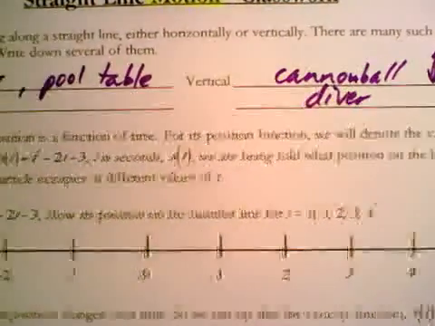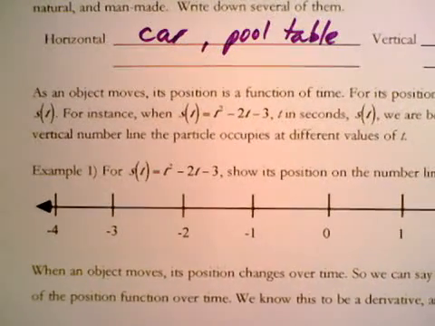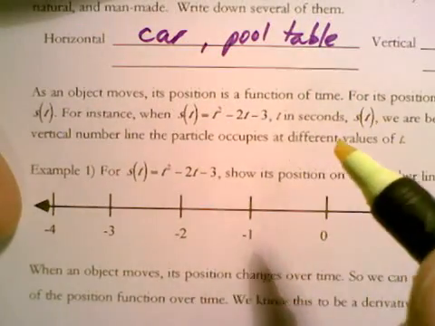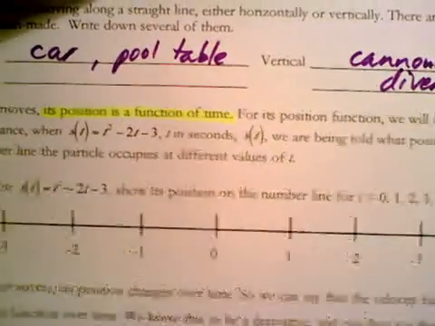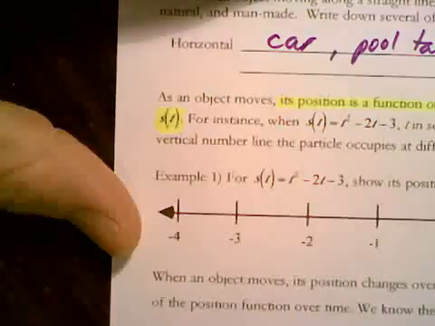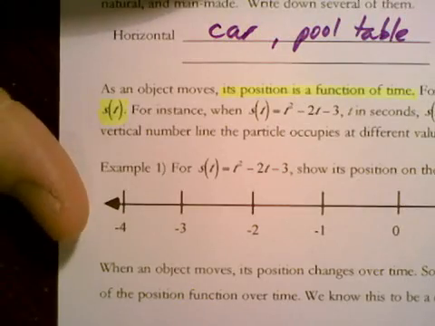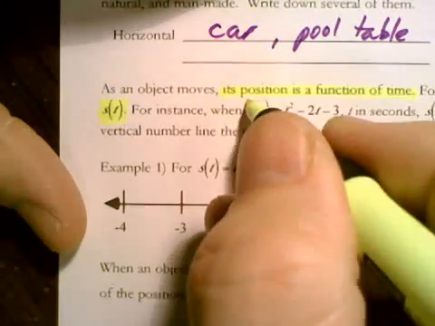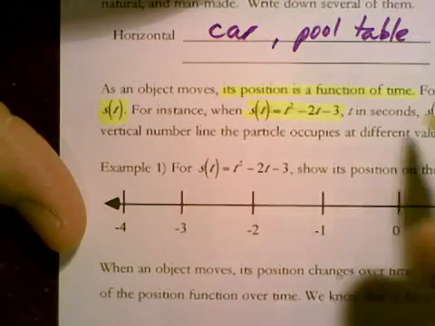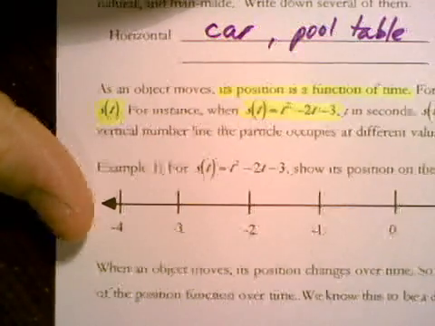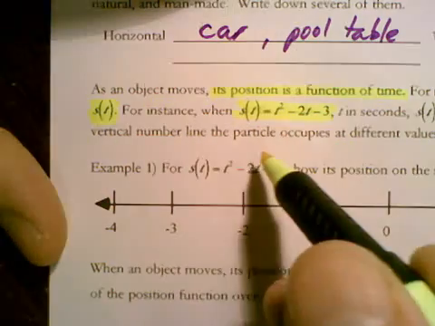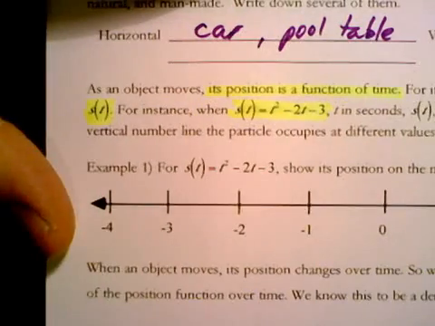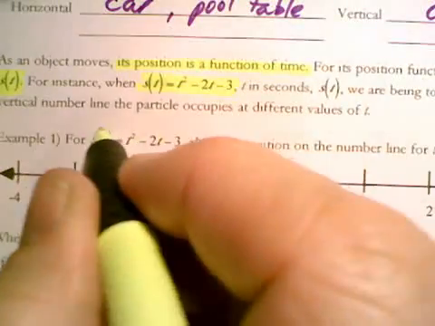And as you read through this packet, you get the information that you need: as an object moves, its position is a function of time, and the position function we're going to use, s of t, represents the position as a function of time. For example, here if we have s of t equals this function and t in seconds, we're being told what position on the horizontal or vertical number line the particle occupies at different values of t.